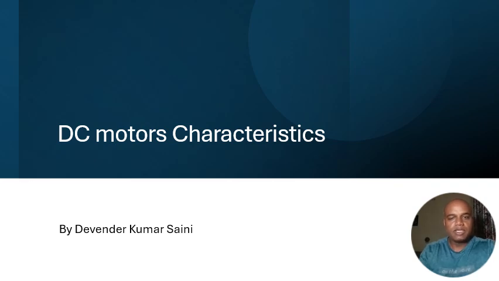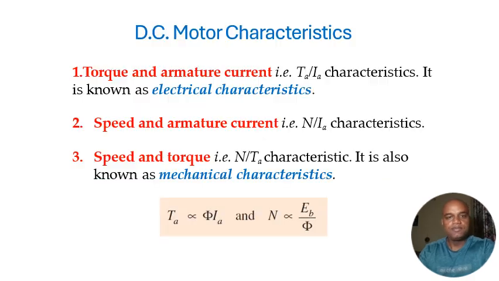Hello everyone. In this lecture, we'll see the different DC motor characteristics. Here we'll discuss three types of characteristics. The first one is the torque versus the armature current. The second one is the speed versus armature current, and the third one is the speed versus torque characteristic.